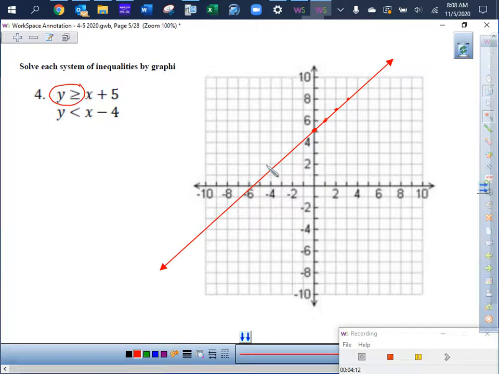So a greater than, doesn't that mean above the line instead? So we'll just do a little helper shade. We're supposed to be going above this guy. Now let's graph the other line. I'll let you do that.